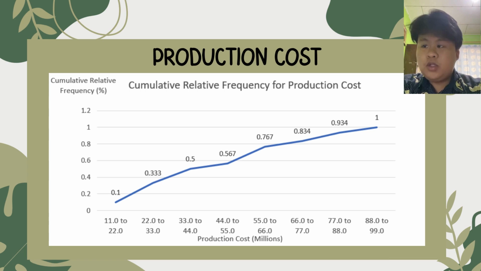This is the cumulative relative frequency for production cost graph, which explains the distribution of production costs across the companies in the sample. We can see the graph moves to the right with its own steepness, and we can get data such as 0.5, or half of the companies, have their production costs below 44 million.